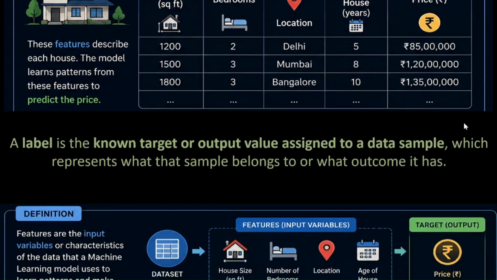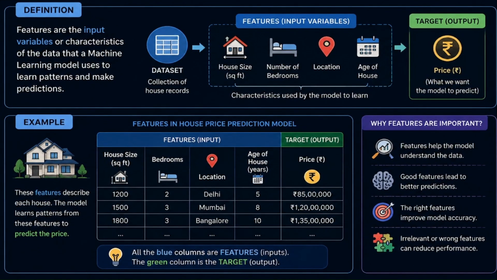So based on this relationship, it predicts the output. If we give new data to the machine, it predicts based on this combination. So just one thing to remember, features are nothing but the input, and label means the target or the correct output which we provide to the machine.